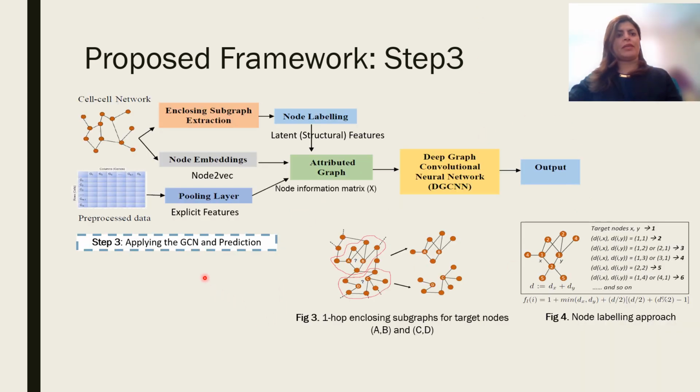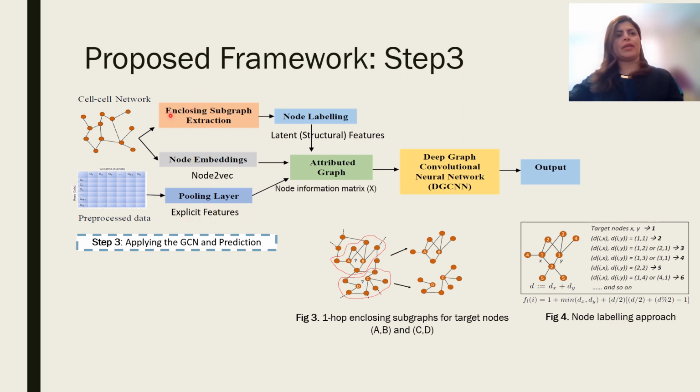And the final step is to predict interaction between cells using a graph convolutional neural network. This is the main step of our pipeline and includes some sub-steps. First one is extracting explicit features using a pooling layer. In this step, we use information gain to extract informative and important features as explicit features.